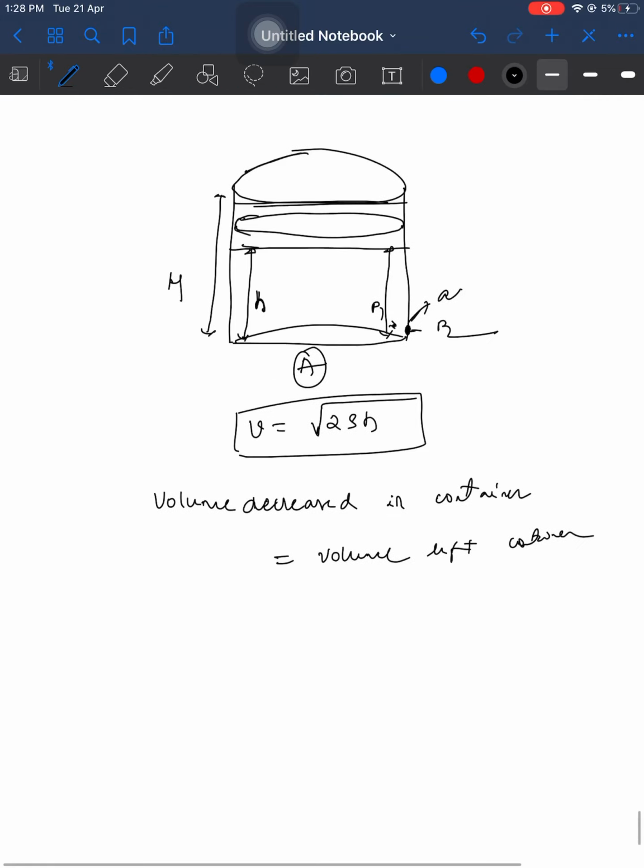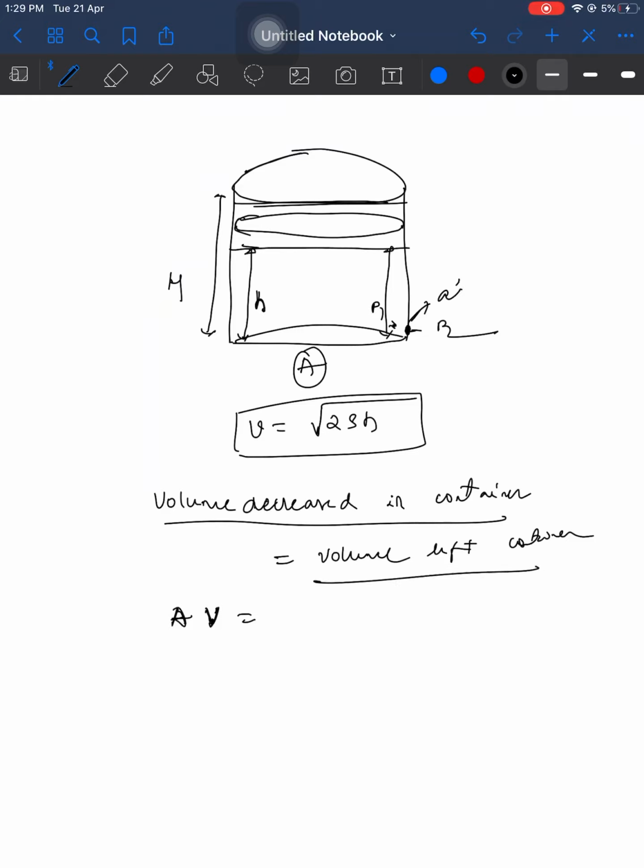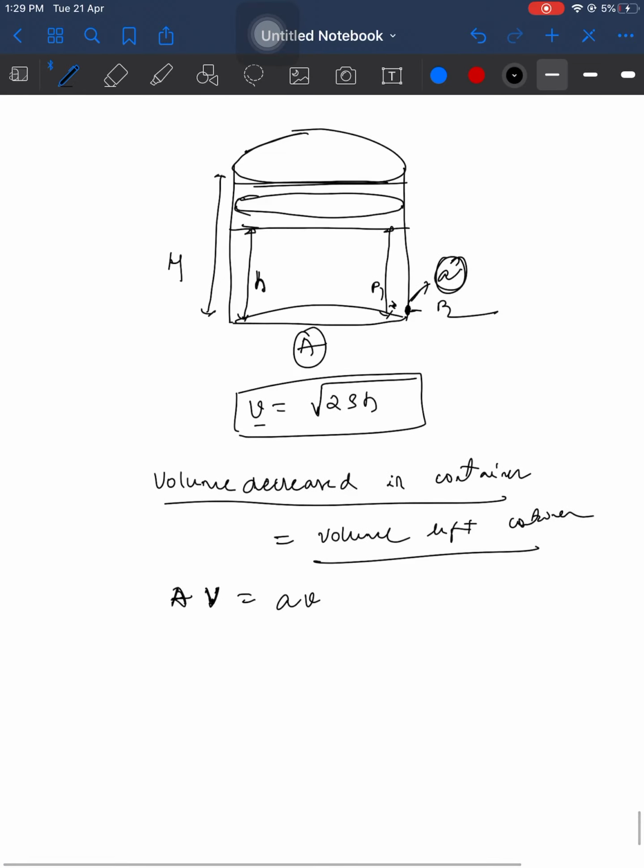So capital A into velocity, volume decreasing. The rate, velocity V, is equal to the volume that is leaving the container. What is the area of this small hole? Small a, and the volumetric flow rate is a into v. And capital V can be written as, see, the height of the container is changing.